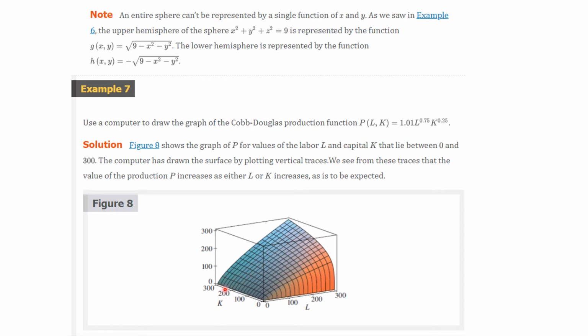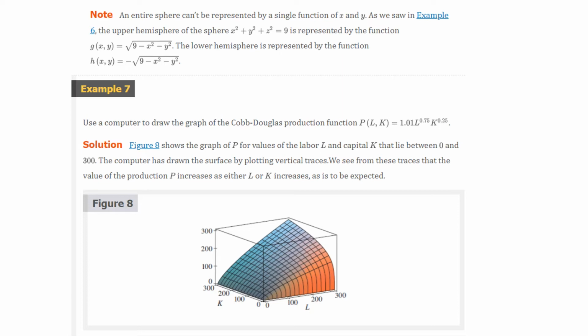You can see we're graphing what is called a wire diagram. For K equal 300, that's the value that we get as it goes along. For 200, this is what we get, and for 100, this is what we get. For L equal 100, this is the branch we get. So we graph a bunch of those, and that tells us what the surface looks like. You can think about that as throwing a cloth and sewing it over the wire frame that you have built. Okay, so that shows the values of P for values of L and K that lie between 0 and 300 on both axes.